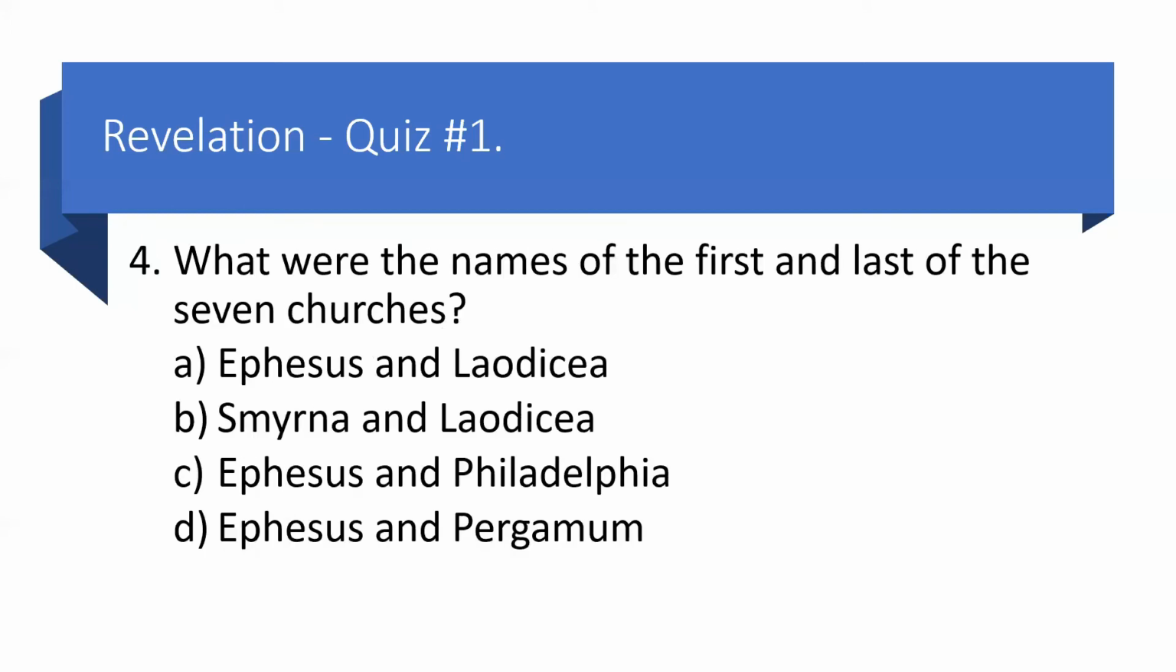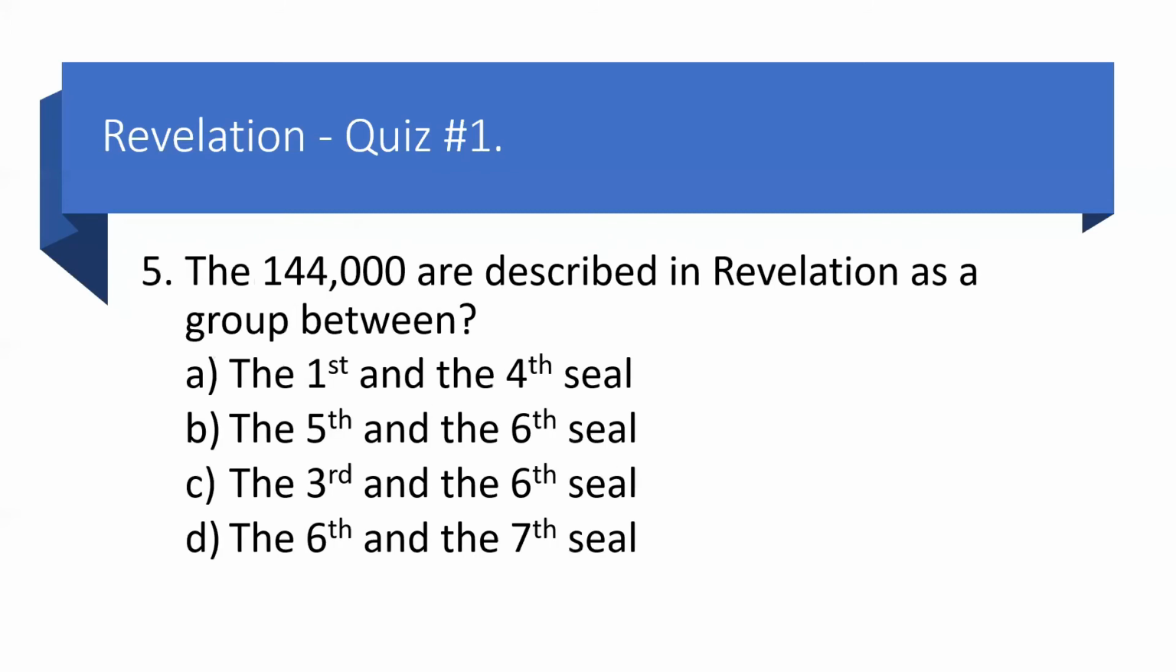Number 4. What are the names of the first and last of the 7 churches? So is it Ephesus and Laodicea? Is it Smyrna and Laodicea? Is it Ephesus and Philadelphia? Is it Ephesus and Pergamon? Which pair here represents the first and the last of the 7 churches? Again, just seeing how much of this you remember, right?